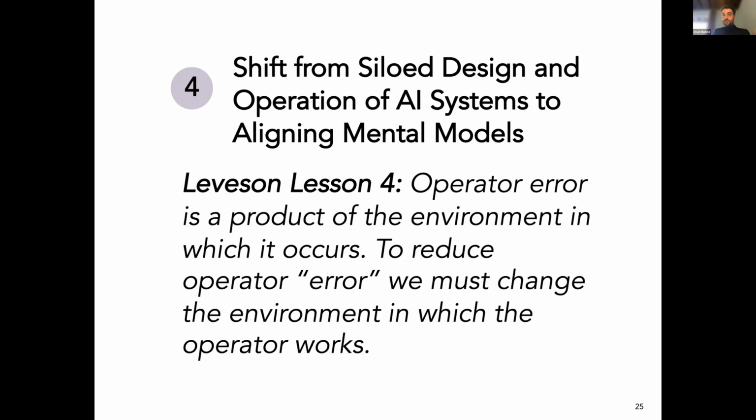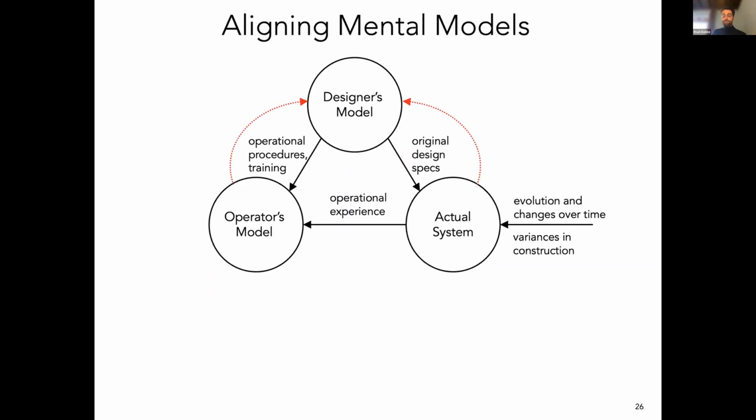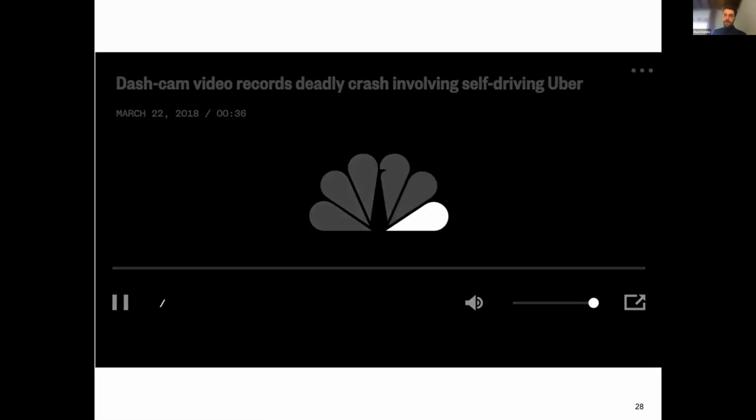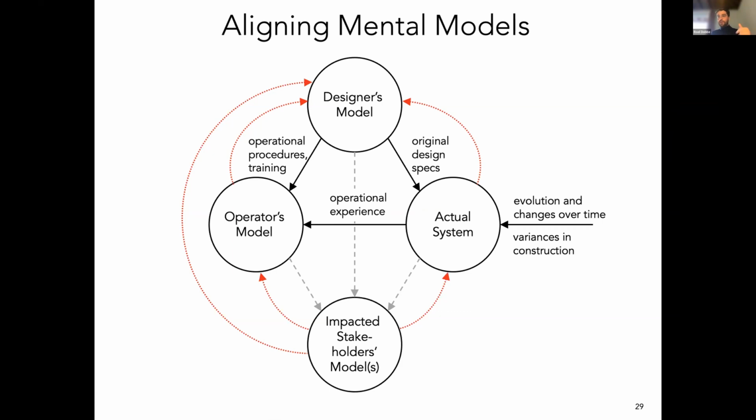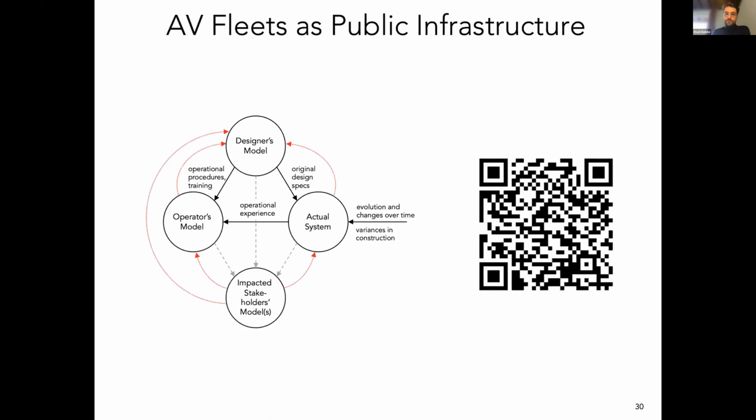A few more left. So shift from a siloed design and operation of AI systems to aligning mental models. A lot of the work in system safety looks at the role of the operator, which is often underexplored, misunderstood. So operator error is often a product of the environment in which it occurs. So you have to look at the environment. There again are many important lessons that we can think of. I had examples here. My point here is we should not just look at the operator, we should look at broader, at different kinds of stakeholders, impacted stakeholders.